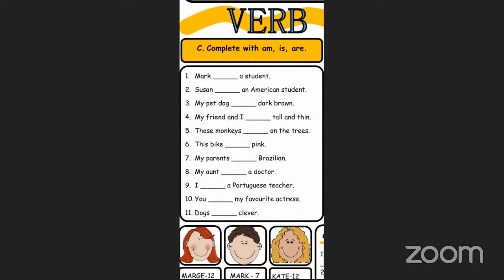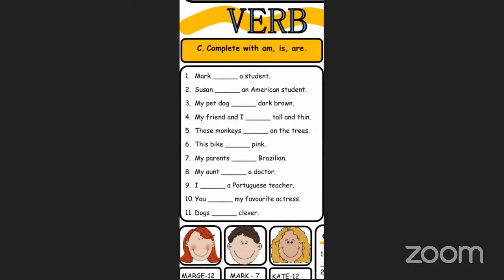Right. Look at the first one. Student. Mark is a student, because when you say Mark, it's only one person. Then number 2, Susan. Only one person. Susan is an American student.